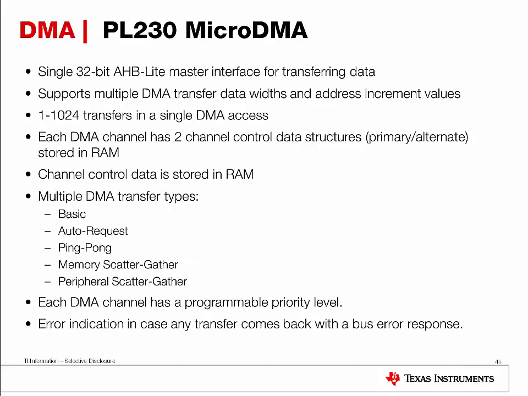The MSP432 also includes a micro DMA module that is standardized from ARM. It is a highly flexible and highly configurable DMA module that allows you to have up to 8 DMA channels. You can configure the DMA to transfer in different types, such as basic, auto request, ping pong, memory, or peripheral scatter gather. Moreover, you can also configure anywhere from 1 to 1024 transfers in a single DMA access. All of this configuration and control data is stored in RAM, and you only need to exercise one driverlib API call to configure the entire DMA channel.